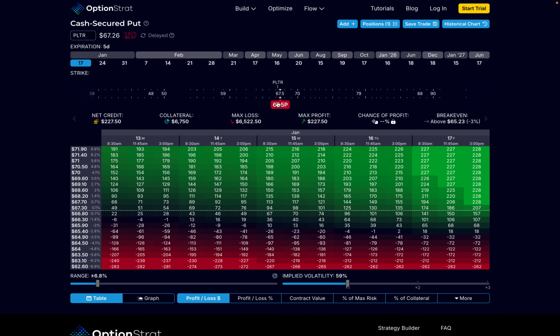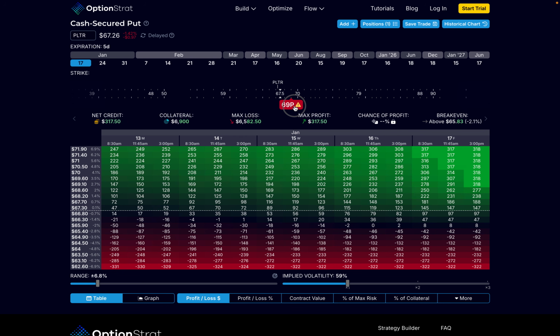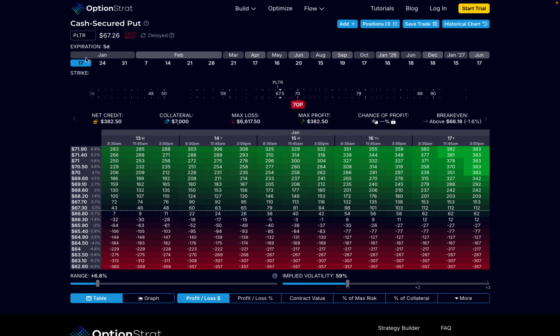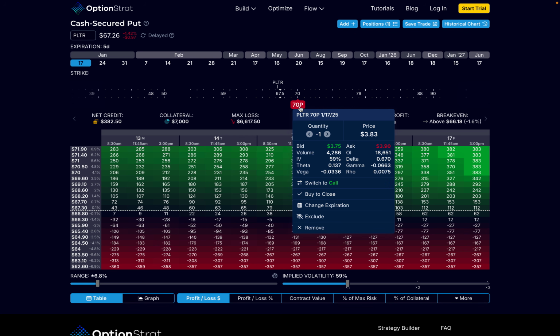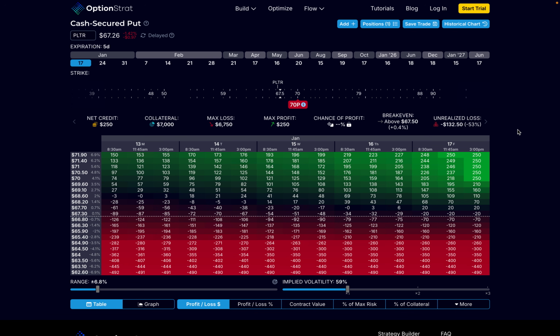Again, let's just pretend that I sold a cash secured put at the $70 strike, expiring January 17th. And again, let's pretend that I got a credit of $250 when I sold this cash secured put. To visualize that, I can right click on the cash secured put here. And in the price section, you can put how much credit or debit you received or paid for the options contract. So if I got a credit of $250, I can type in $250 here. And this is going to visually show me what that trade would currently look like right now.